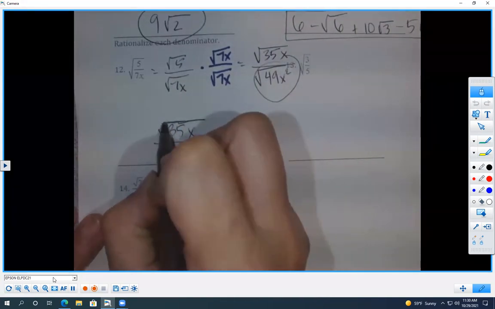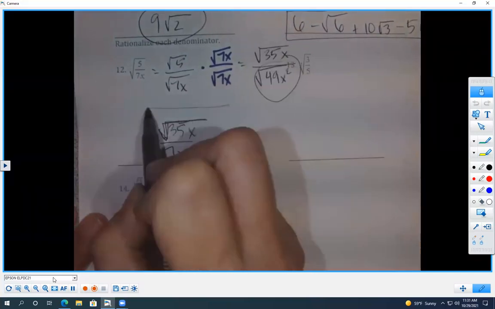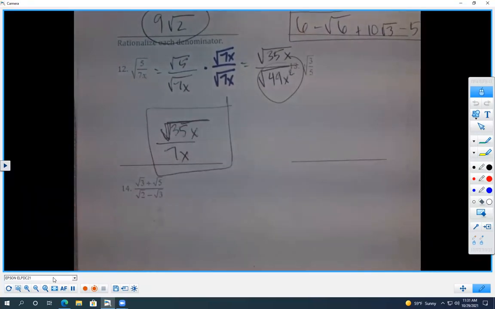Can I simplify those 2? You cannot simplify those 2 because this is an inside number, that's an outside number. And that's your answer. Questions about that?